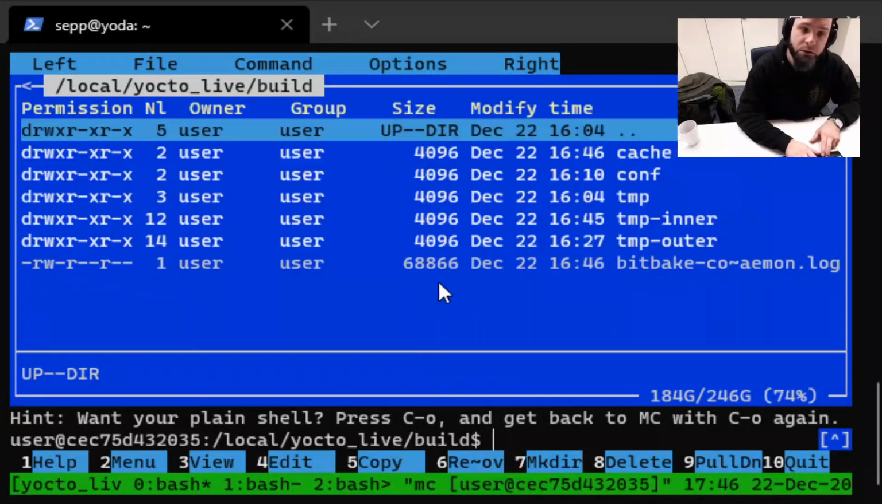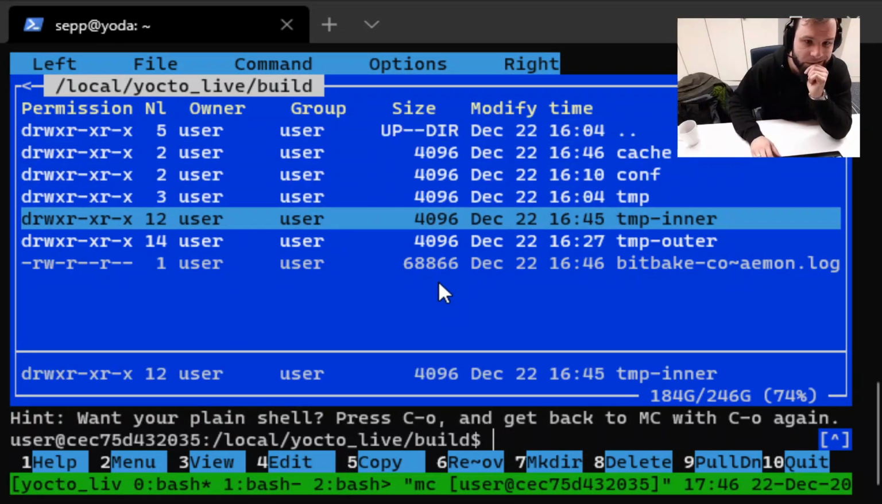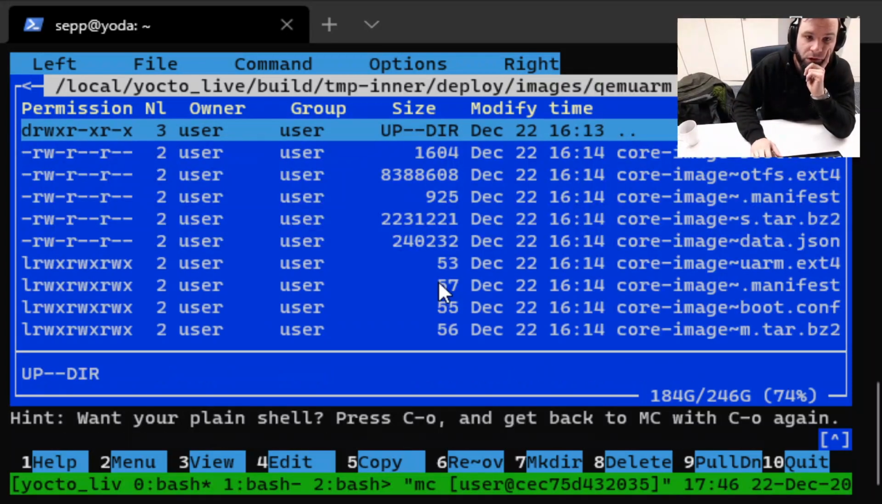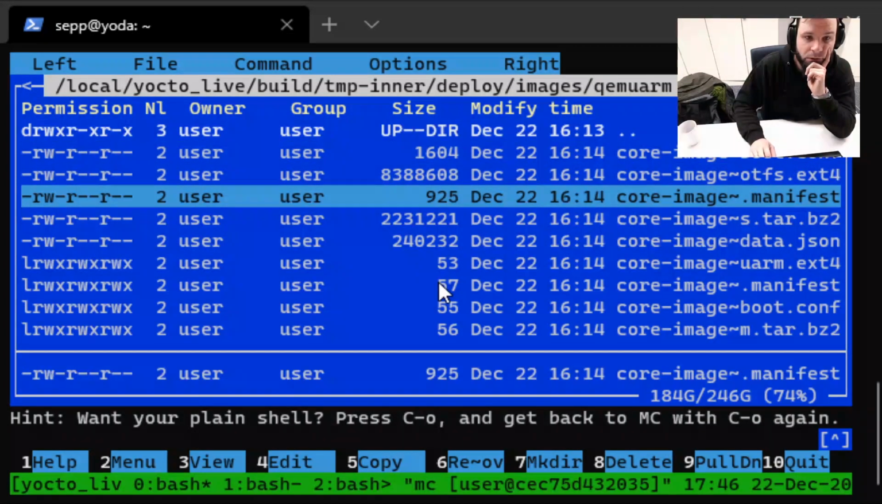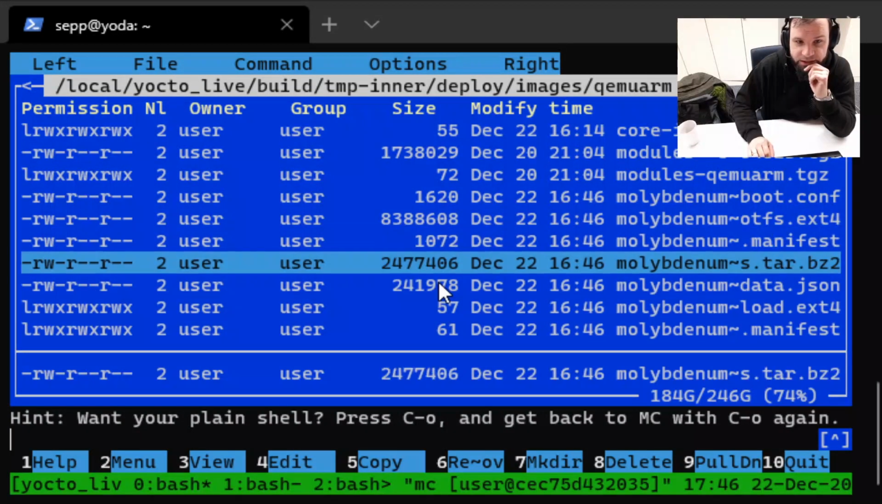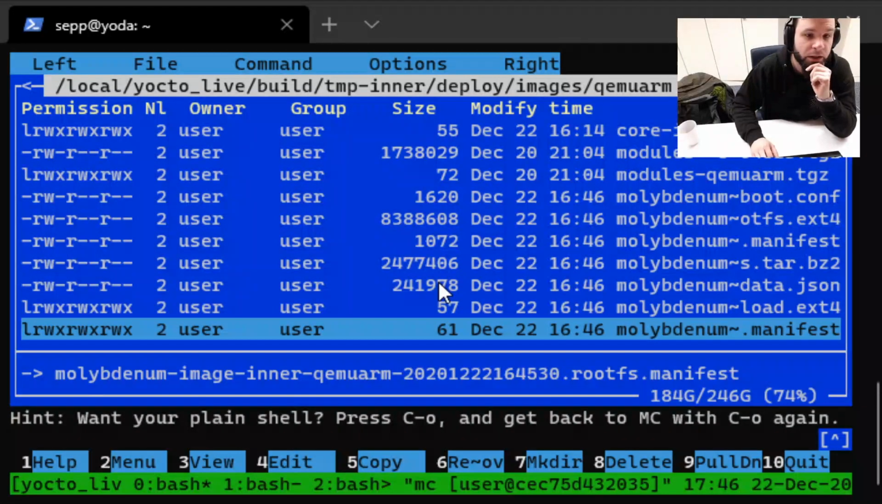Okay. Let's look at temp inner, deploy, images QEMU. Warm. More Glühwein order, yeah. That's the spirit. That sounds good.